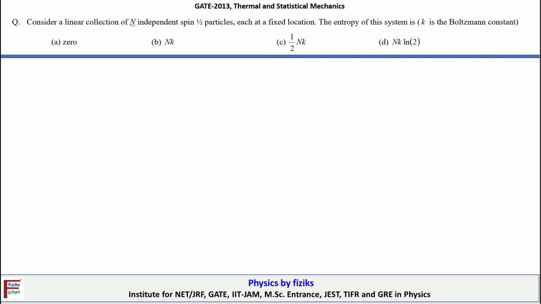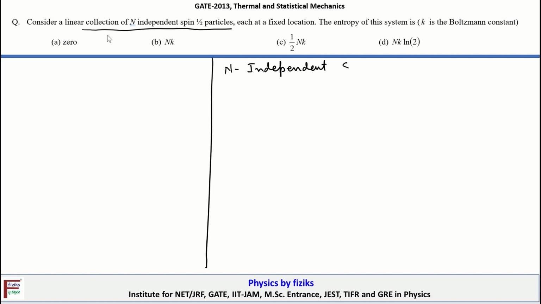Let's take a look at the next problem. The statement is, consider a linear collection of n independent spin half particles. So we are having n independent spin half particles, each at fixed location. So these are at fixed location, so that means we can treat them as distinguishable.